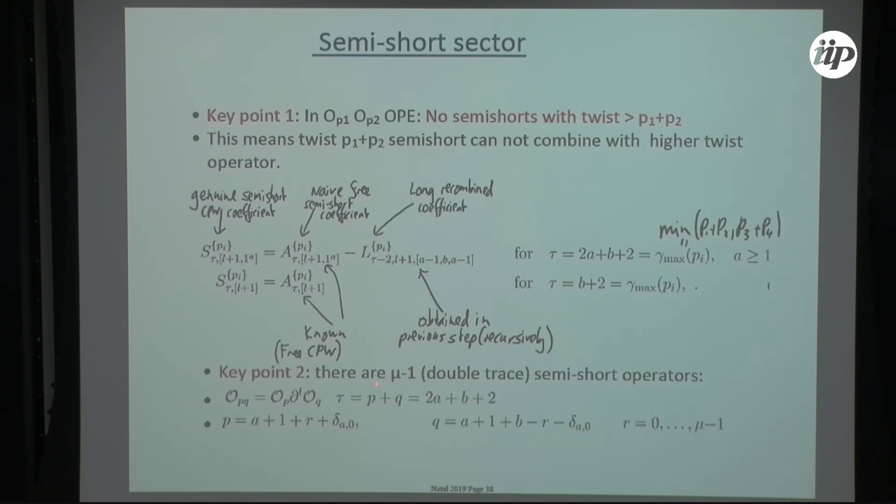Okay, so we know exactly how many semi-short operators there are. This is a key point, actually, which has been argued about in the past, but it's correct. I mean, the point is the semi-short operators are the ones built from the half BPS operators.